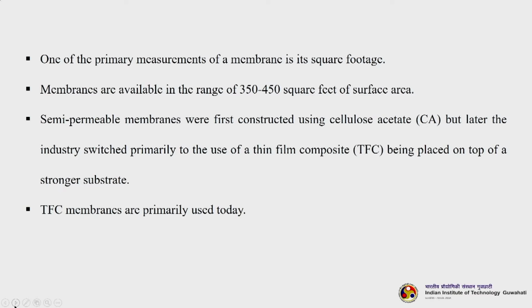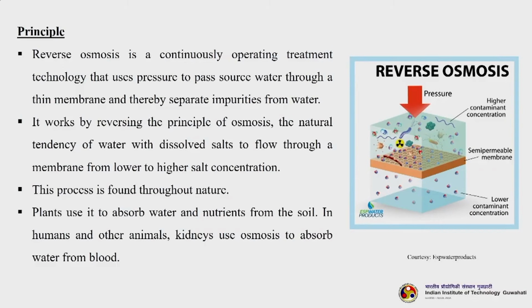Semi-permeable membranes were first constructed using cellulose acetate, CA, but later the industry switched primarily to the use of thin film composite. We have discussed thin film composite in detail when we were discussing membrane preparation, where a thin film is placed on top of a stronger substrate. Most of the RO membranes available commercially today are TFC; not all, but the majority of them. So, let us understand the principle a little more, then we will go ahead and discuss the modules and materials.